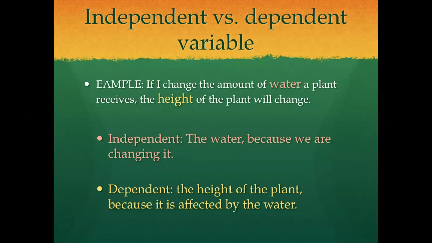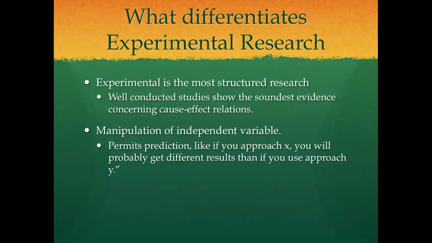What differentiates experimental research from other types of research? First, you must know that experimental research is the most structured research. A well-conducted experimental research study will show the soundest evidence concerning cause-effect relations. Also, the manipulation of the independent variable permits predictions, like if you approach X, you will probably get different results than if you use approach Y.